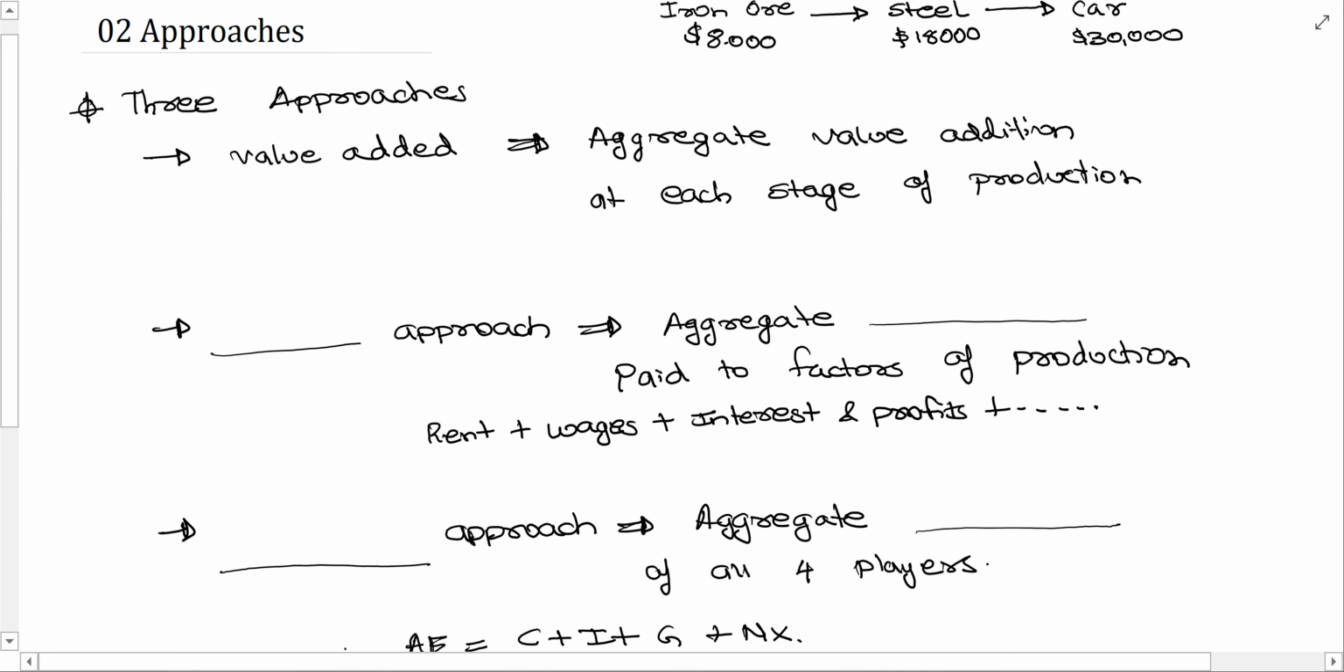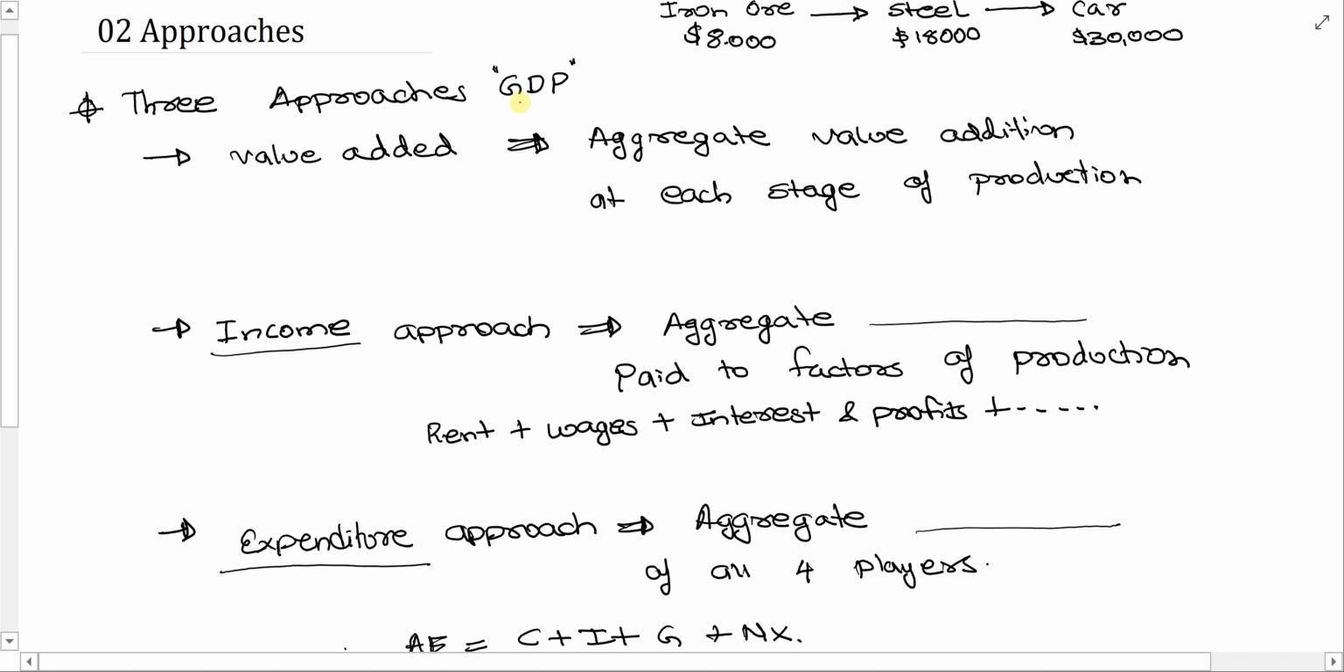In this video, we would like to touch upon different approaches to GDP. There are three approaches that one can take when one looks at the market value of all final goods and services. That's what the definition of GDP is. In far more detail, the three approaches are the value-added approach, income approach, and expenditure approach.